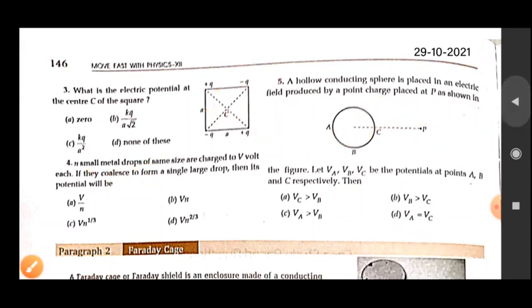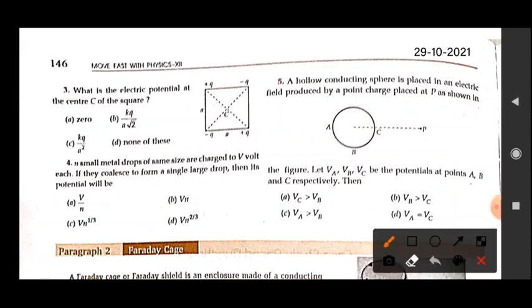As we know the distance of each charge from the point where we have to calculate potential, we can calculate the potentials due to all four charges: V1, V2, V3 and V4. You can calculate all of these.